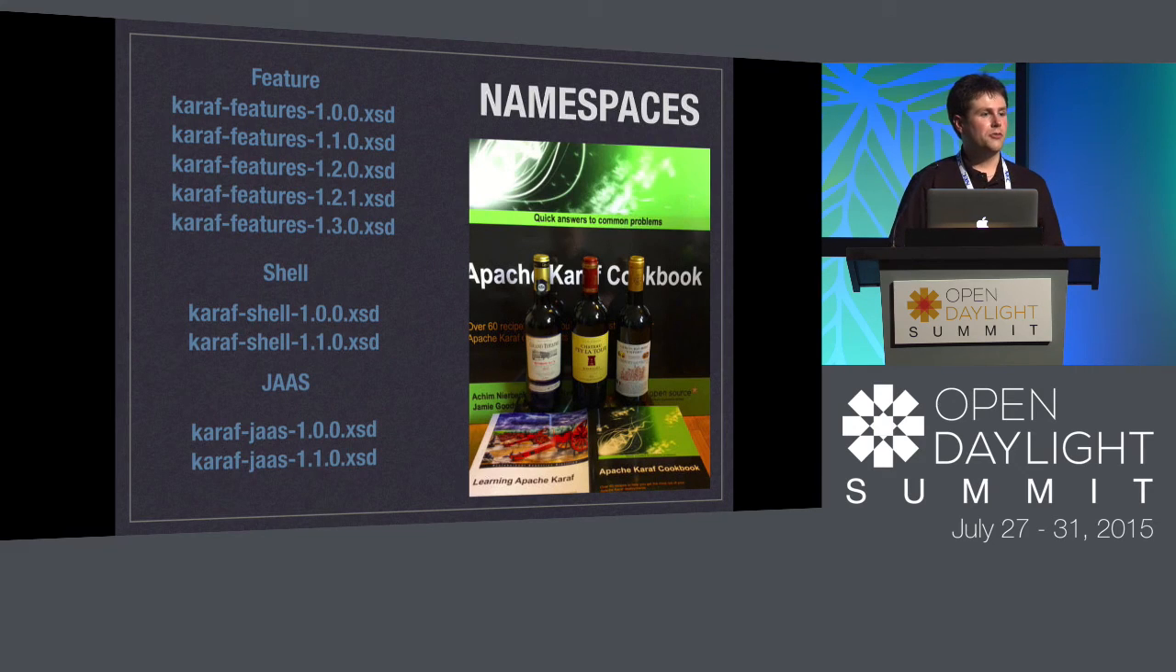Various schemas that we use within Blueprint or just within any of our XMLs have been updated. So the current one we have is going to be Karaf Features 1.3. That will allow you to use requirements. Shell has a new one of 1.1, and JAAS has a 1.1 XSD. Basically, these are going to allow you to connect into the new way we are writing commands in Karaf.